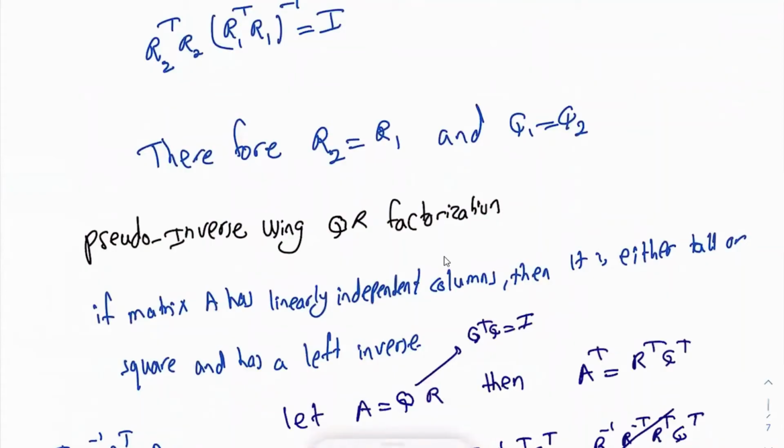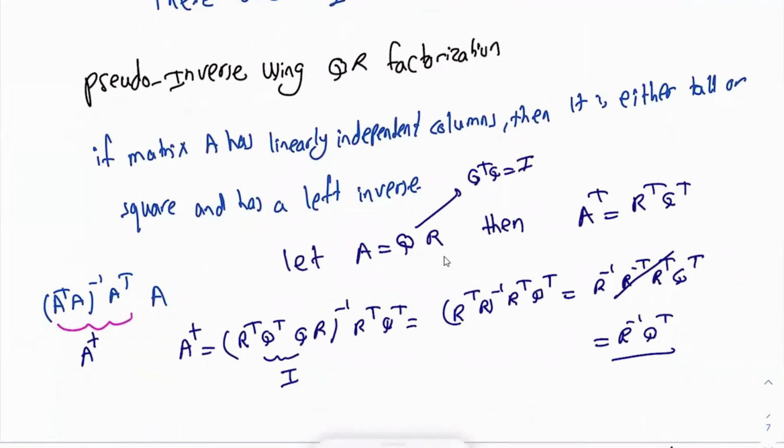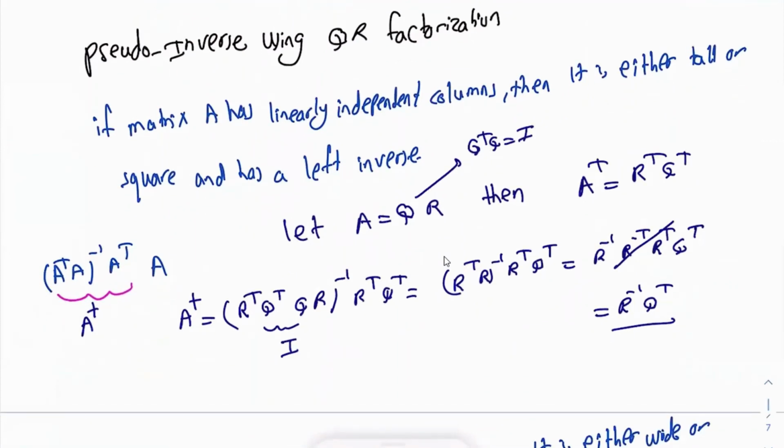Okay, so now let's talk about the pseudo-inverse using QR factorization. If matrix A has linearly independent columns, then we know that it should be either tall or square, right? Therefore it has a left inverse, right? So now I'm going to write matrix A in the form of QR, where Q transpose Q is equal to identity. Then I know, what was the left inverse of a matrix? What was the pseudo-inverse of a matrix? It was this.